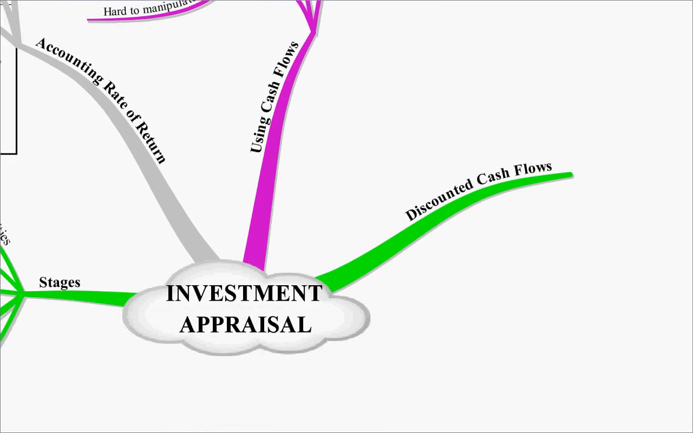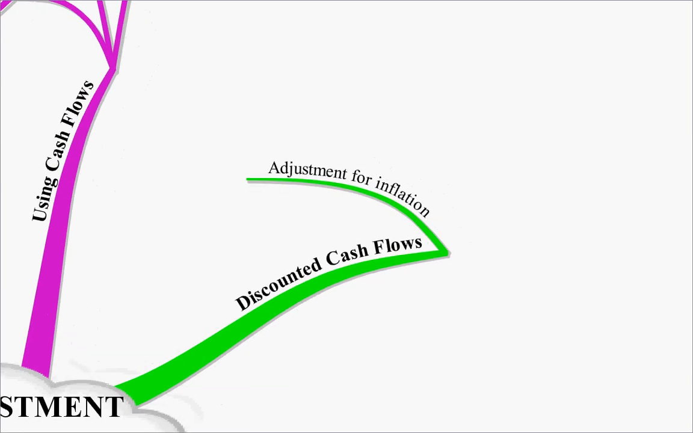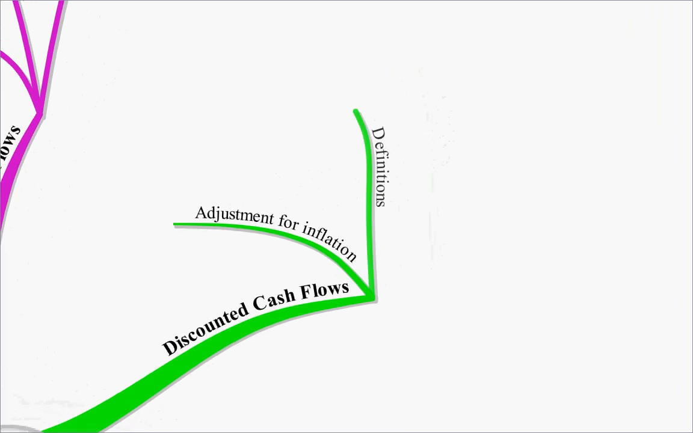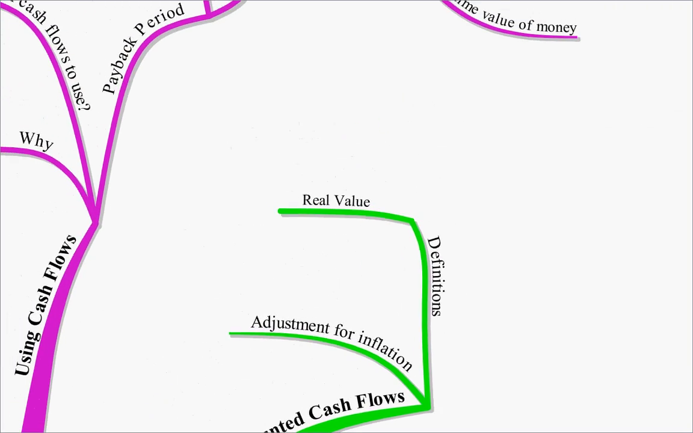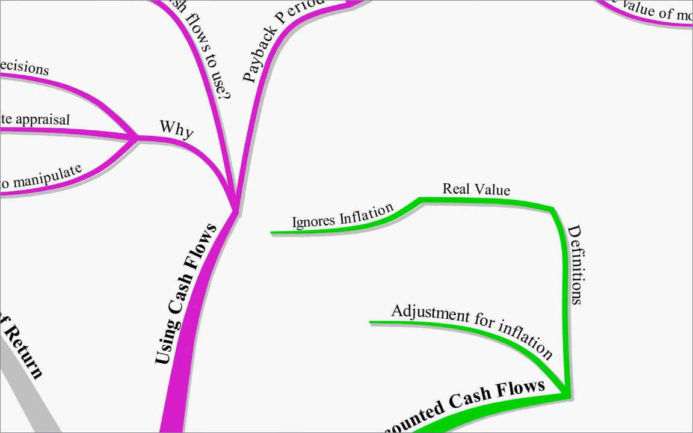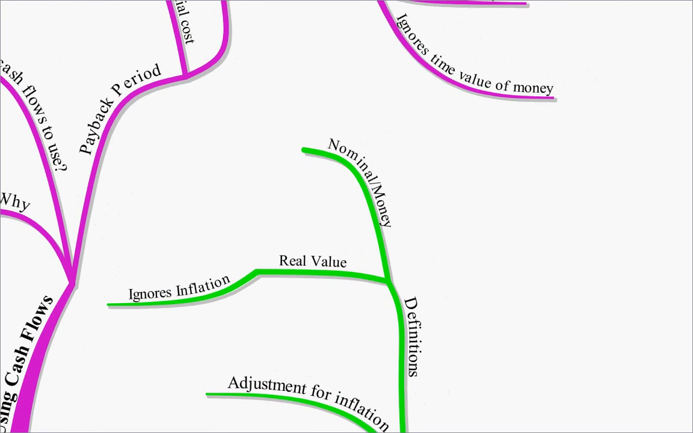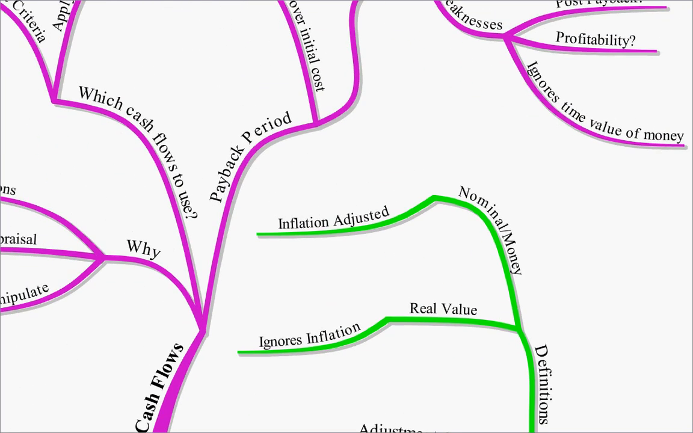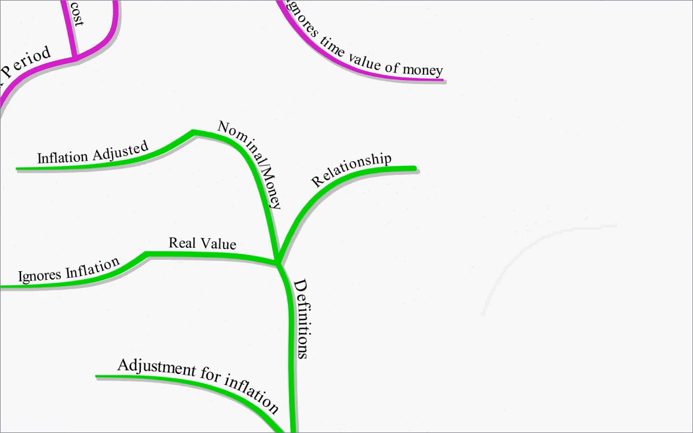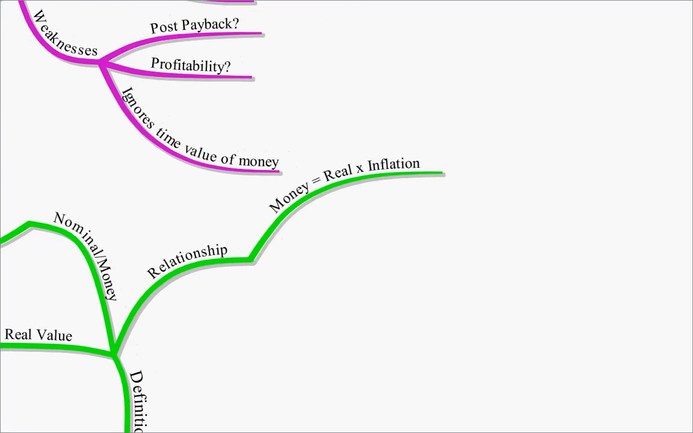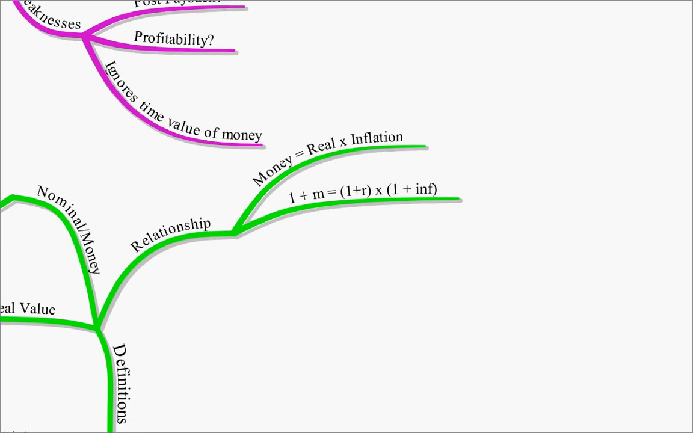Time value of money then, this brings us on to discounted cash flows. Discounted cash flows allow for inflation. So a couple of definitions. The real value ignores inflation. The nominal or money value is inflation adjusted. And we have the relationship between those as the money equals the real times the inflation. And our little equation was 1 plus M equals 1 plus R times 1 plus inflation.